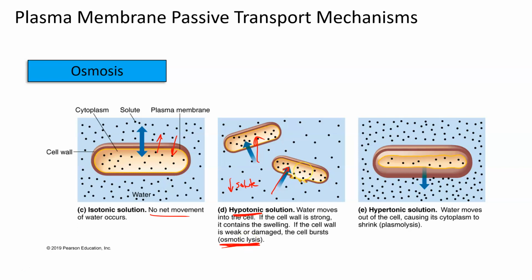Osmotic lysis actually kills the cell. If you put a cell into a hypertonic solution, meaning a cell that is hypotonic in comparison to its environment into a really concentrated solution, it's going to lose water and become what we would consider dehydrated. The water will move out and the cell will shrivel up. That's called plasmolysis.